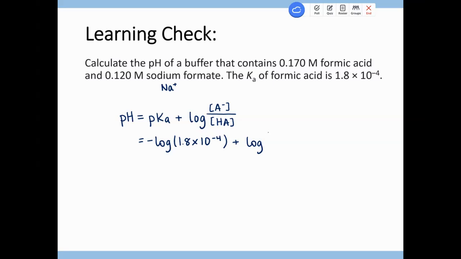So A minus concentration is 0.120. HA concentration is 0.170. So I've got 3.74 plus log of, or let's simplify that, negative 0.151. So really 3.74 minus 0.151, 3.59.